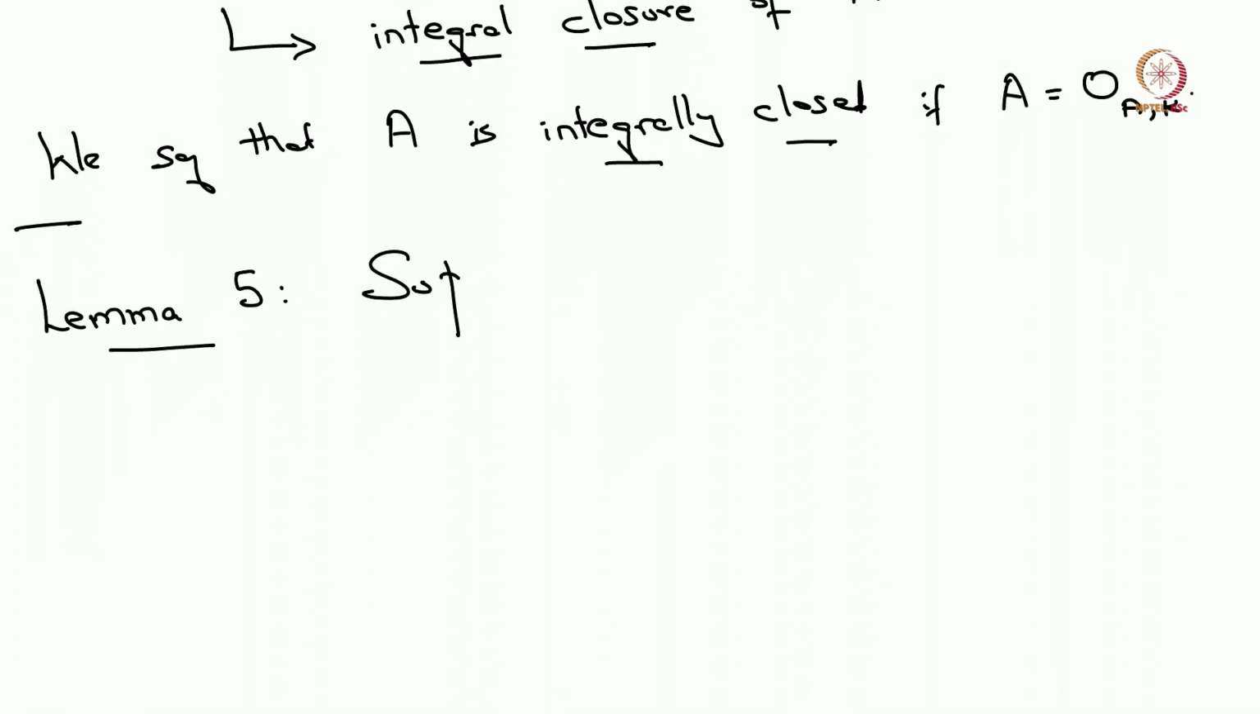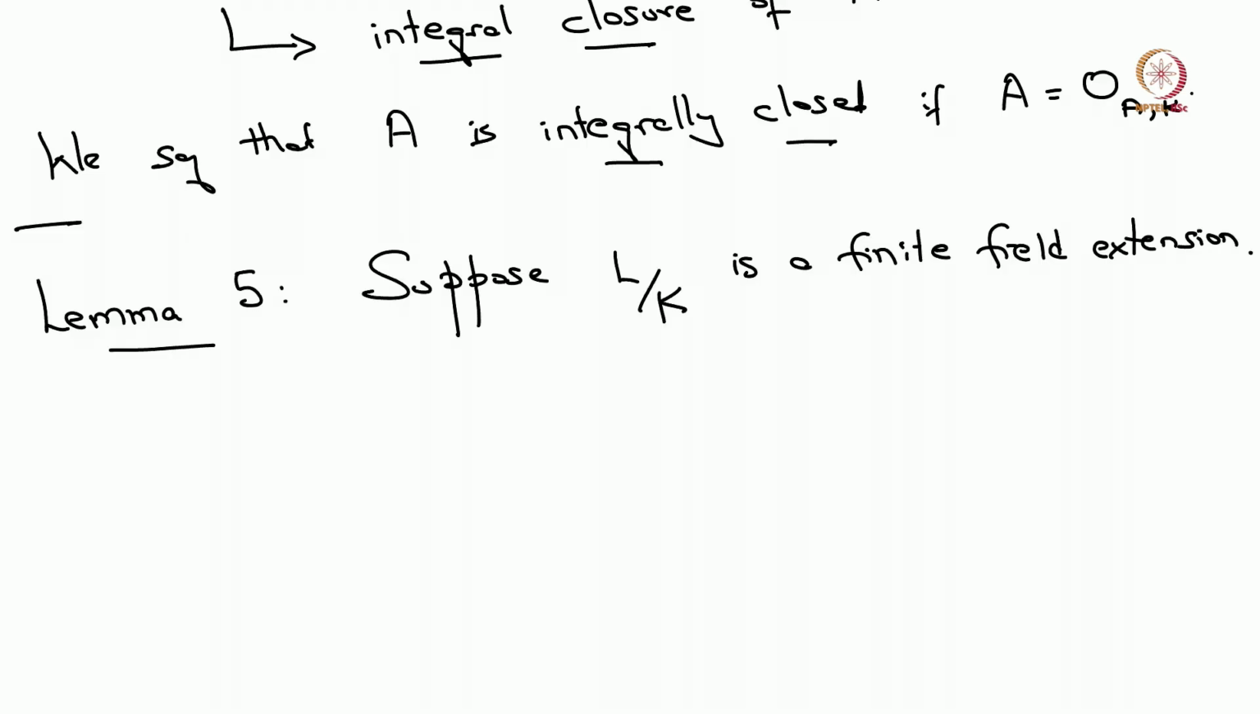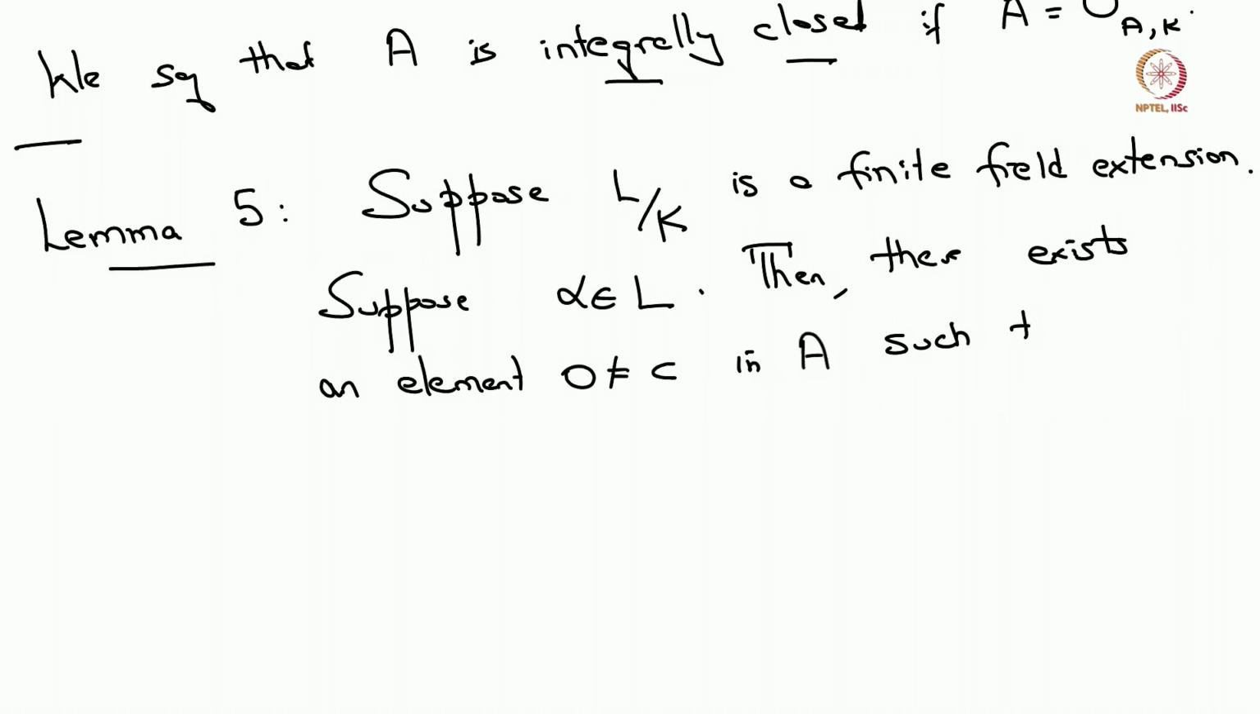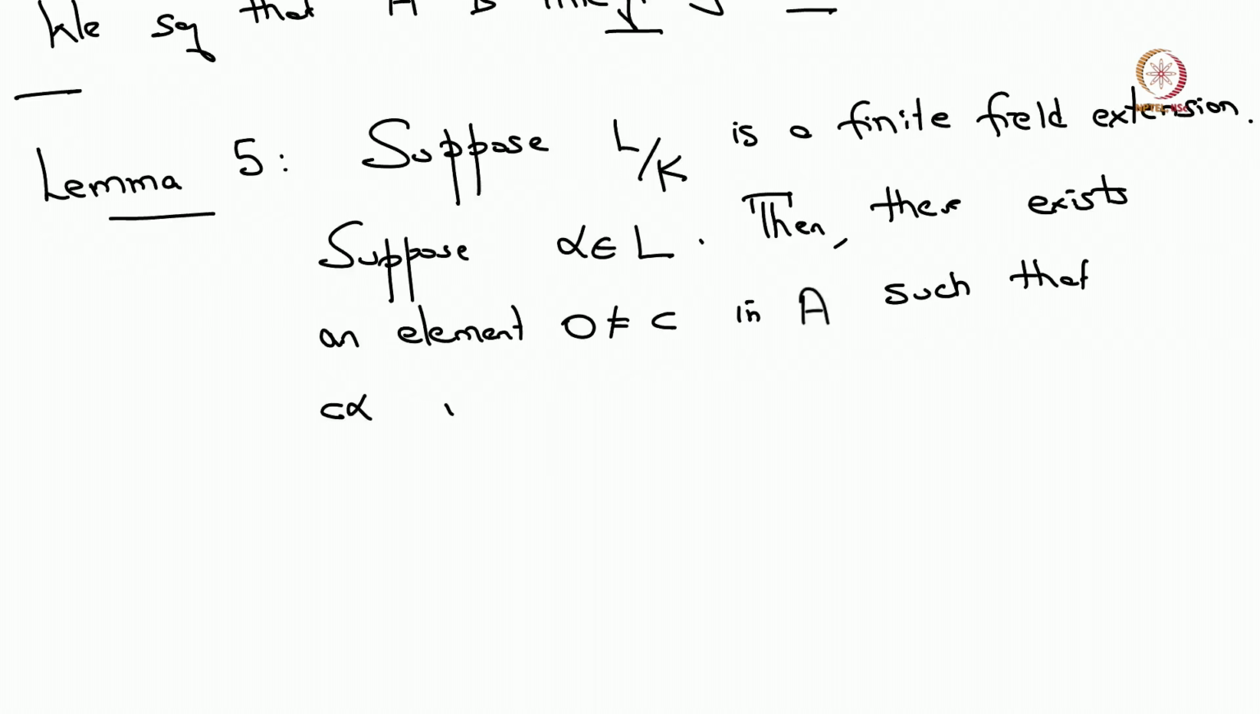So suppose you have a finite field extension L over K, and you take an element alpha in L, then there exists an element in K, let's call it c, in A, not 0, such that c times alpha is in fact integral over A.